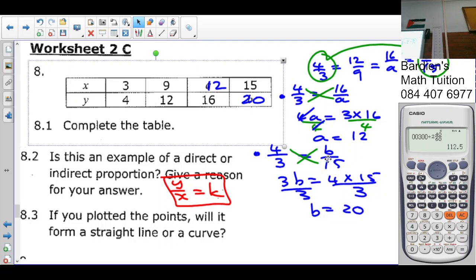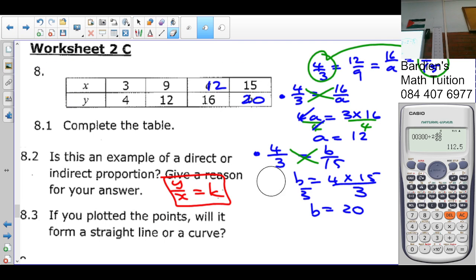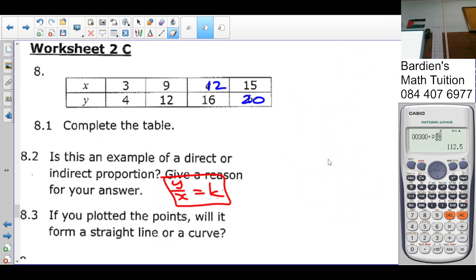If you plot the points, will it form a straight line or a curve? Curve. It will be a curve. Because if you look at this here, that's actually a straight line, because inverse proportion will be a curve. Absolutely. I'll show you now how it looks. It's a rough estimation here quickly.